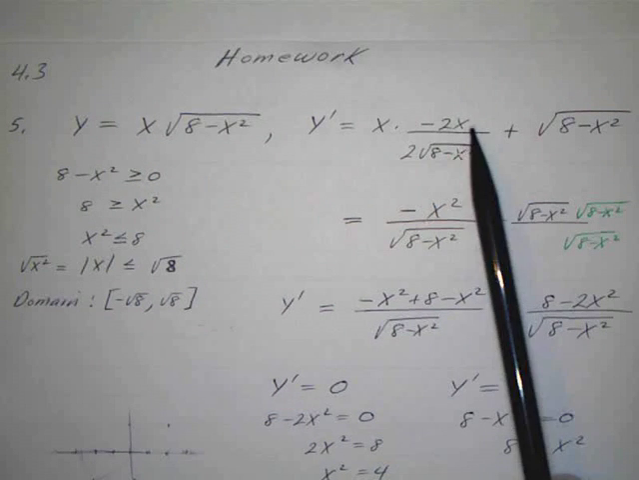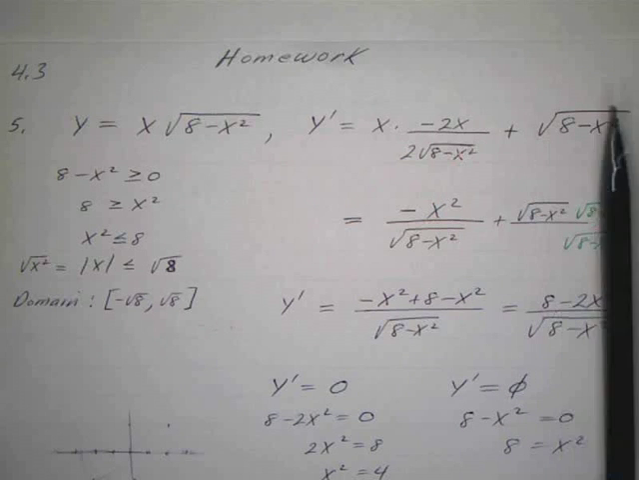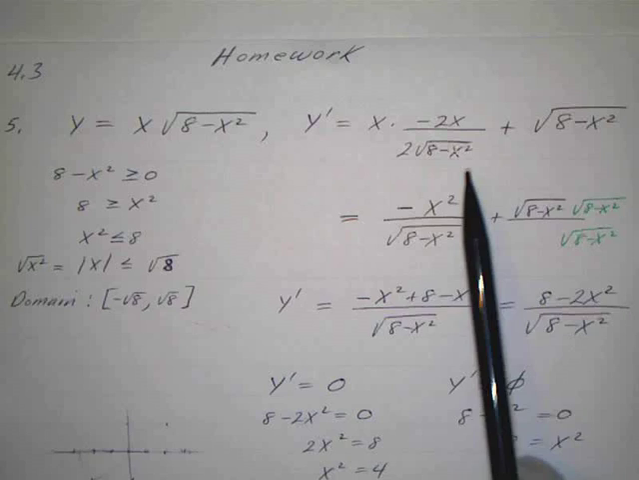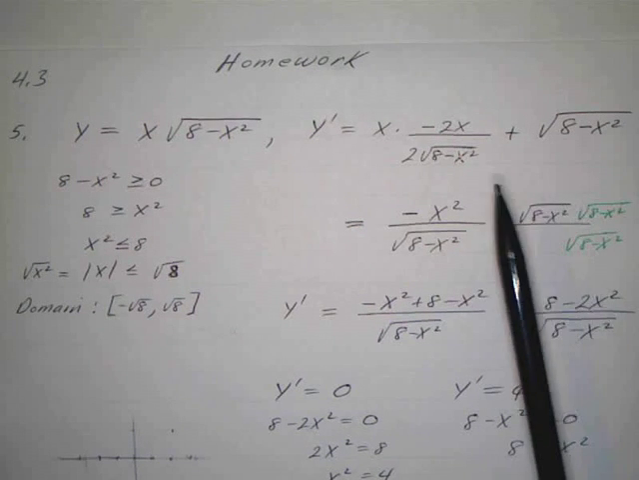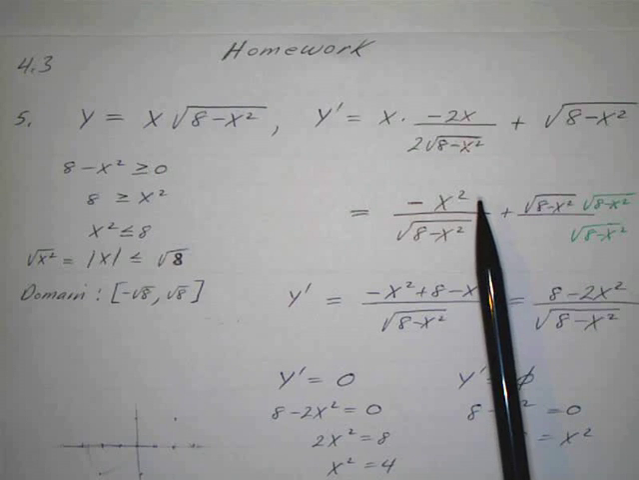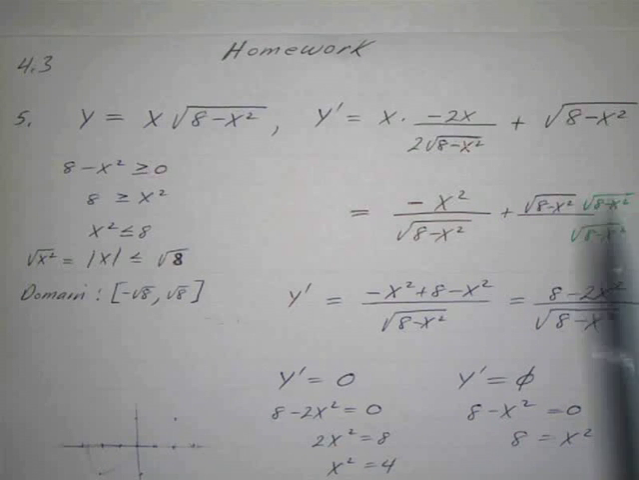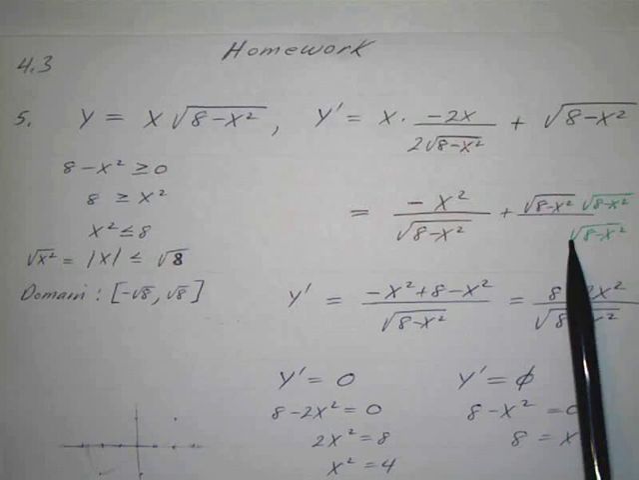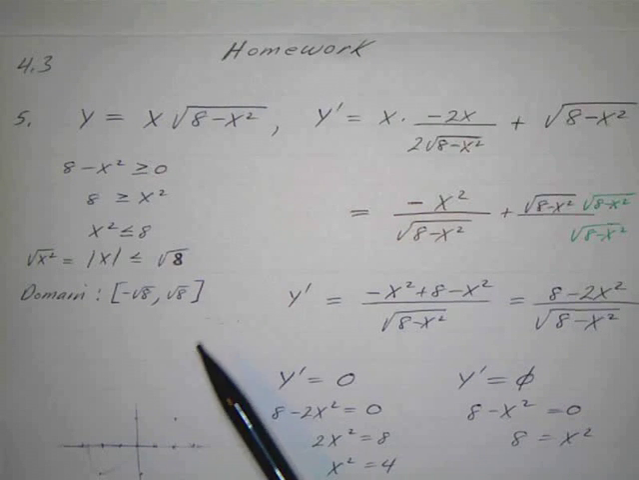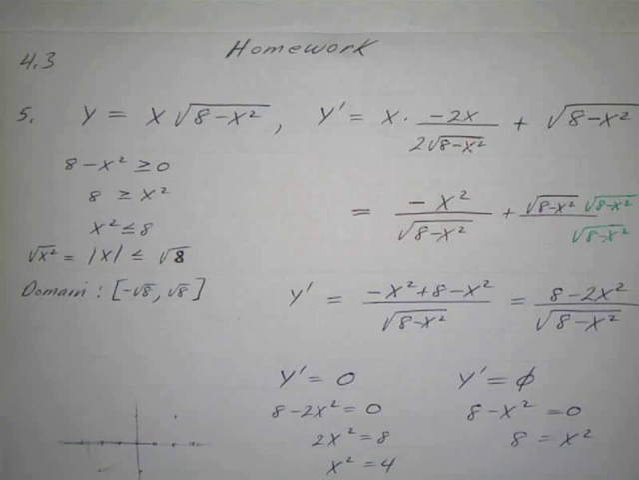Then we can simplify this. The 2's cancel. And x times x is x squared, so I've got negative x squared. And we want to get a common denominator so we can make one fraction. It'll be a little bit easier to find our critical numbers if we've got one rational expression. So I'll multiply the top and the bottom by the square root of 8 minus x squared so I can get a common denominator of that. I've already got it in the left term, so we'll try to get it in the right term.